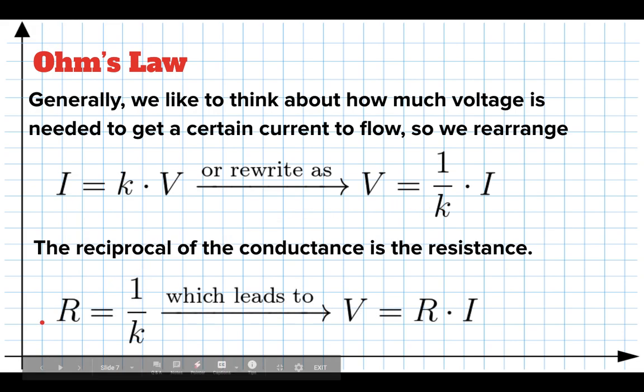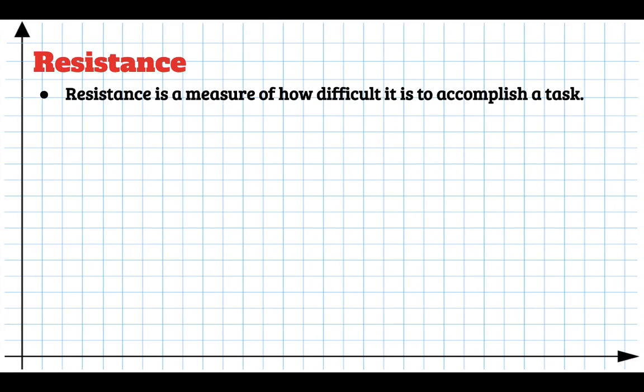So if we call the resistance 1 over k, we can rewrite this equation as V equals R times I. So V equals R times I. And then typically we switch the order of the R and the I. That's allowed because of the commutative property of multiplication. And we can write that using Ohm's law.